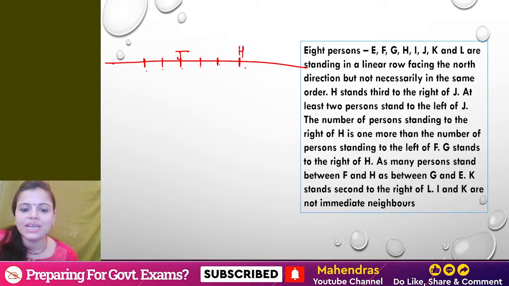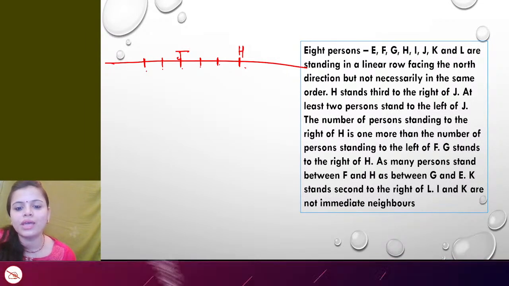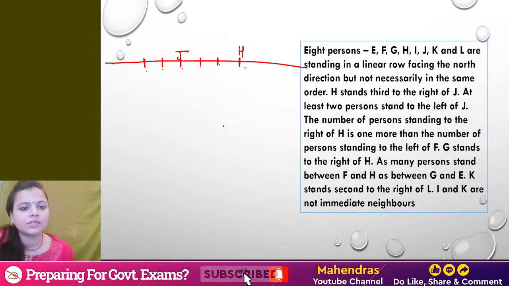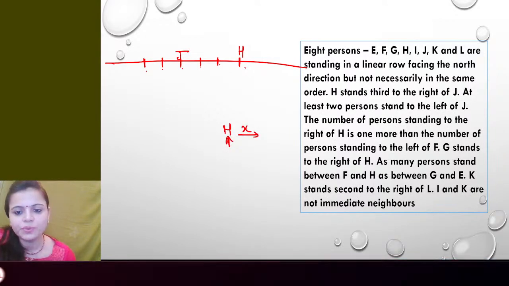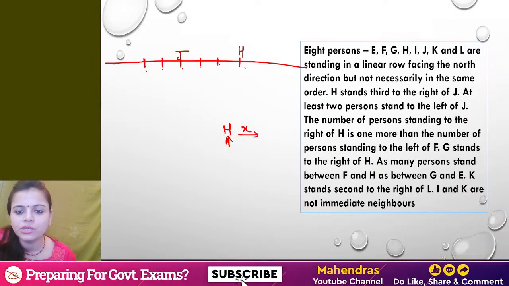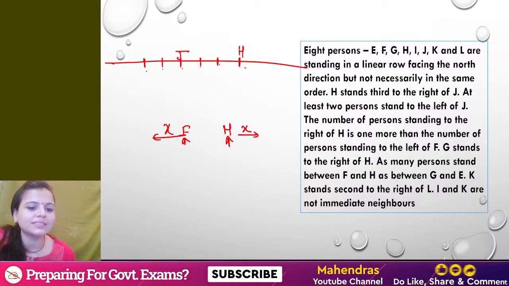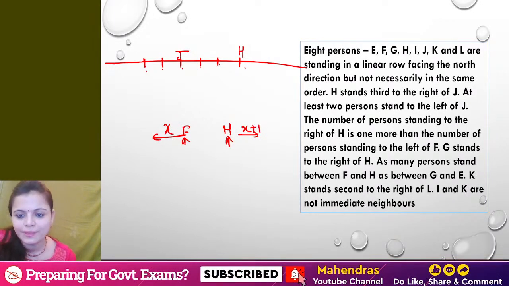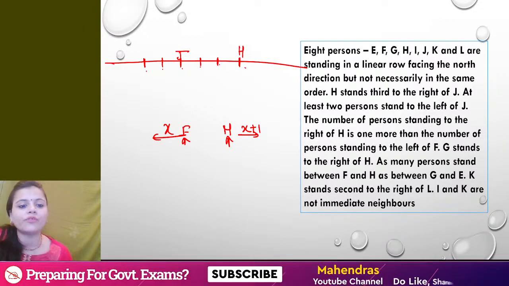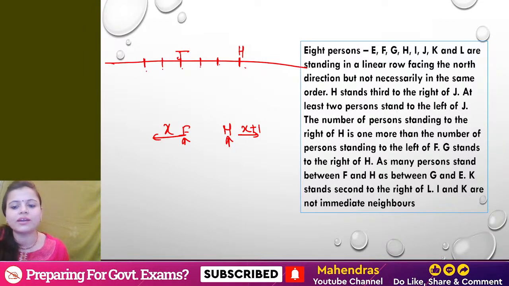The number of persons standing to the right of H is 1 more than to the left of F. Let's say X persons are standing to the right of H, which is 1 more than the persons on the left of F. Okay, let's say it's X, then this becomes X plus 1. Okay. G stands to the right of H. G is right of H. Okay, but immediate right or second right, we don't know.